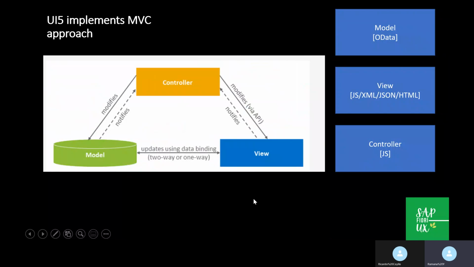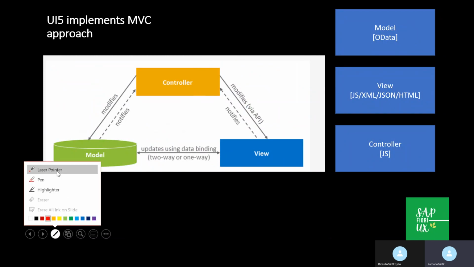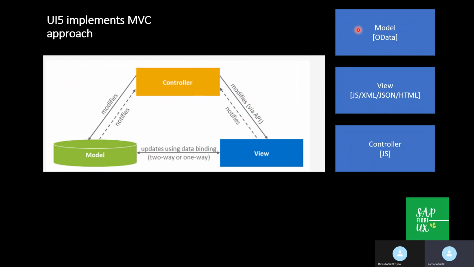So when it comes to the MVC concept, in short, if you say all our OData services, the model refers to our OData. We use OData as an API to connect to our tables. All the database tables, we might have hundreds of tables, or whatever tables we have.